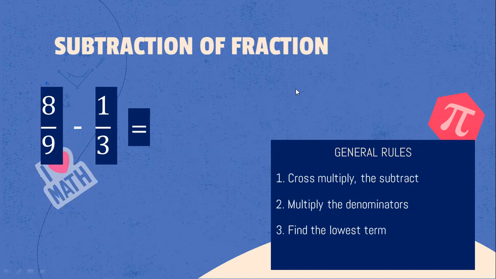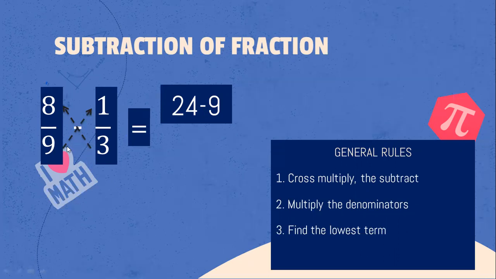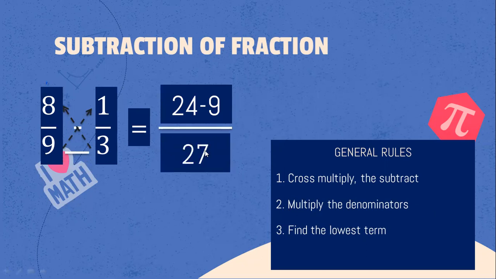Let's have an example. 8 over 9 minus 1 over 3 is equal to, the first process is cross multiply: 3 multiplied by 8, 9 multiplied by 1, then subtract. 3 multiplied by 8 is 24. 9 multiplied by 1 is 9. Then subtract. 24 minus 9 is 15. The next one is multiply the denominators. 9 multiplied by 3, that is 27.